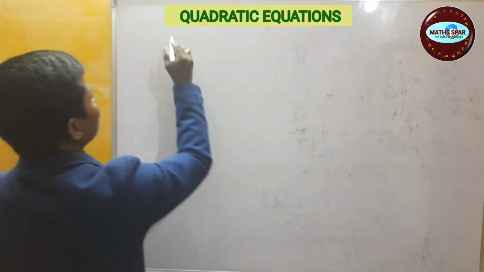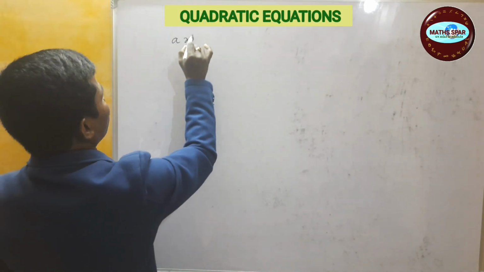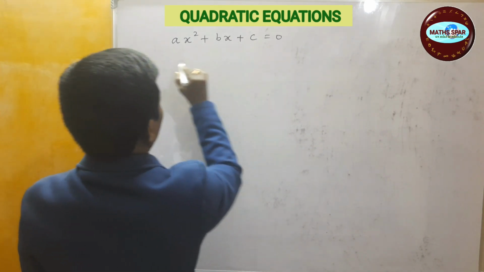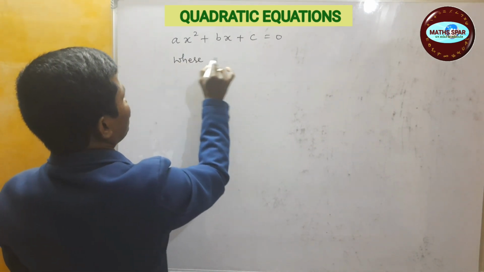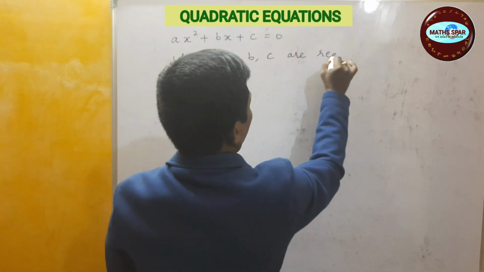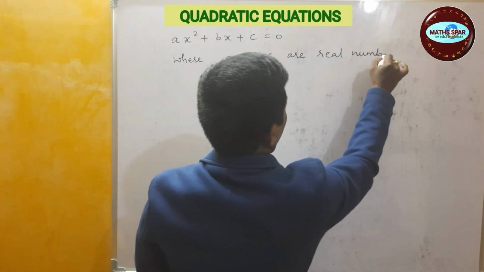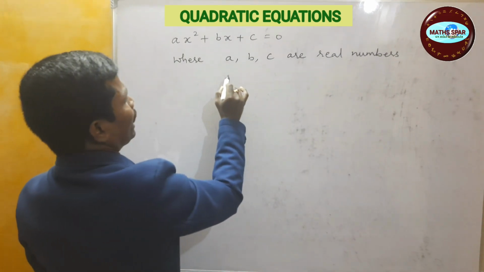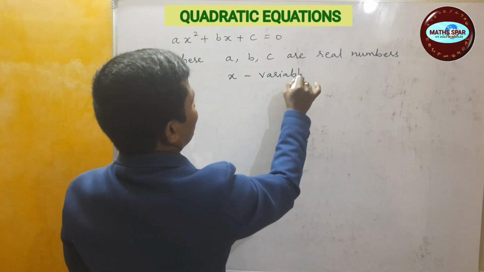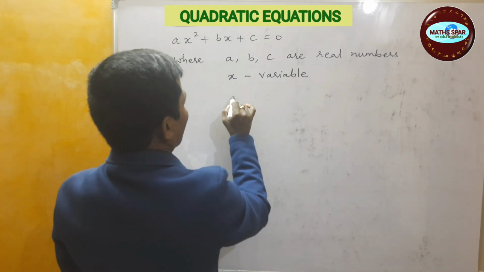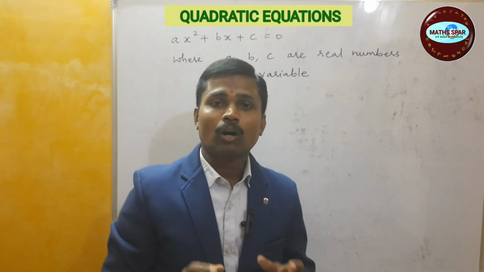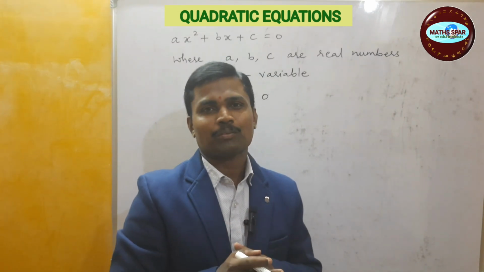An equation which is of type ax square plus bx plus c is equal to 0, where a, b, c are real numbers and x is a variable and a is non-zero, is called a quadratic equation.